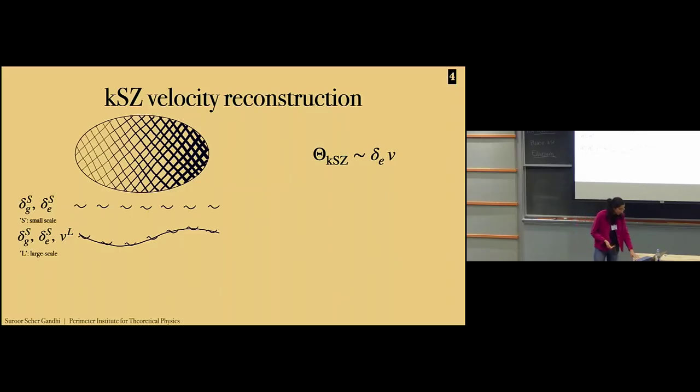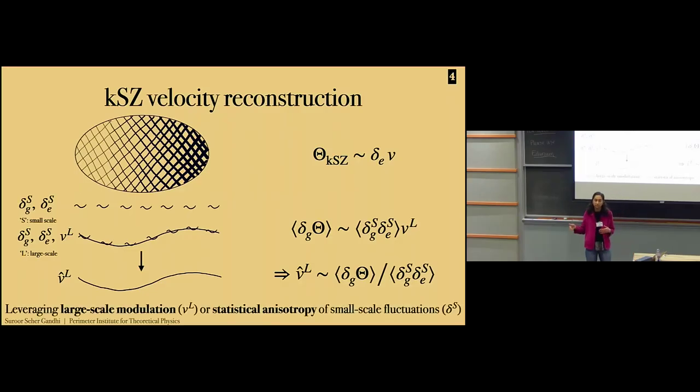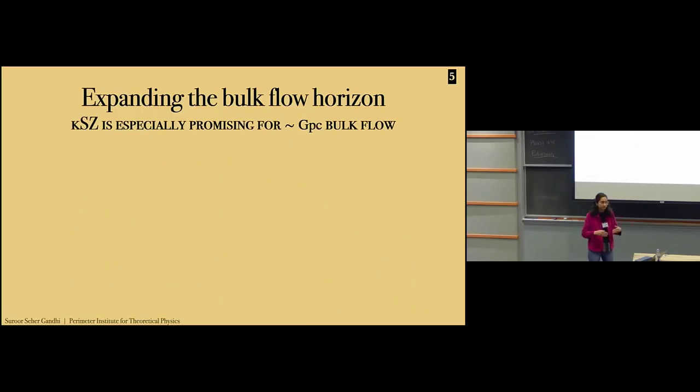So that when I take a cross correlation with galaxies, you get contributions from a term like that, where you can pull out the long wavelength velocity field from this small scale dominated average, and then rearrange this equation to extract the long wavelength velocity field. So by doing this kind of reconstruction procedure, you're leveraging the long wavelength modulation, or statistical anisotropy, of small scale fluctuations. And we make the case that kSZ can really expand the horizon for bulk flow measurements, especially because it is so effective on these large gigaparsec scales.